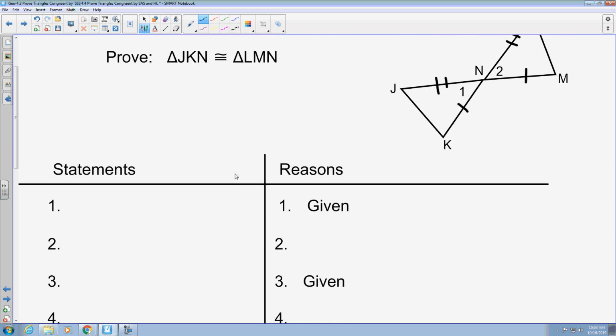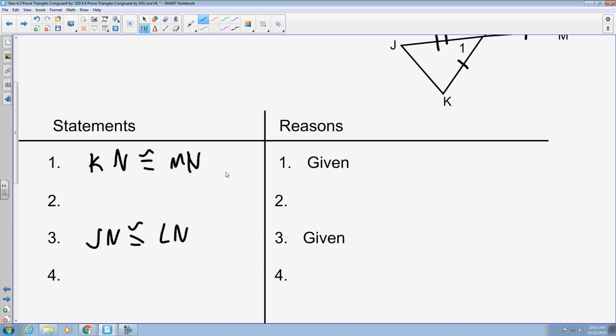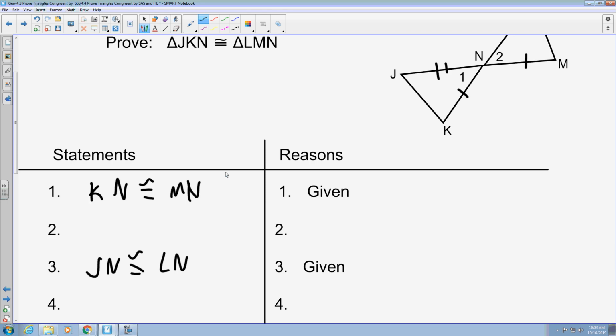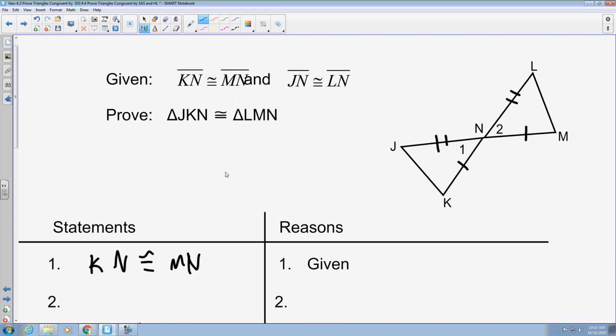So we have two given statements. We can say that KN is congruent to MN. And we can also say in statement 3 that JN is congruent to LN. So those are the two given statements up above. We have to fill in statements and reasonings 2 and 4. So for the most part, you can't prove that JK and LM are congruent, so we have to go probably and use an angle.